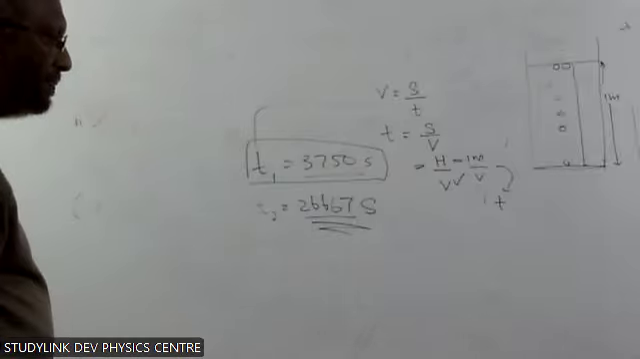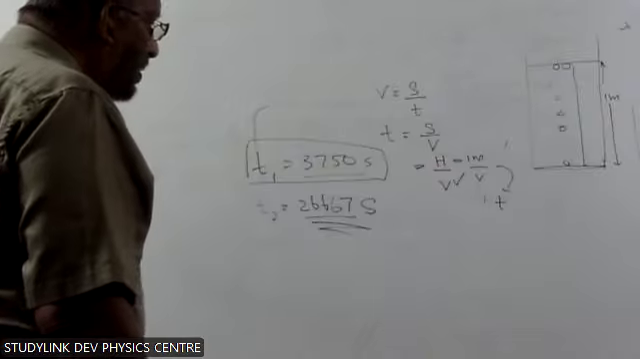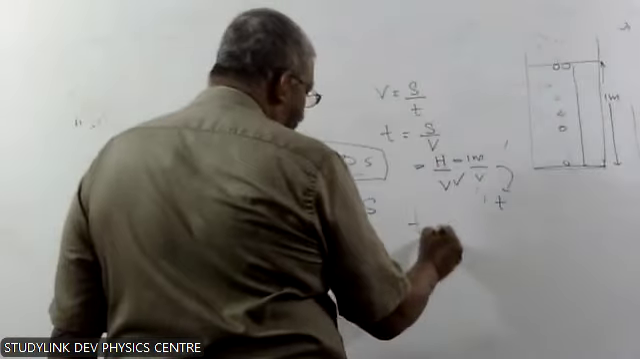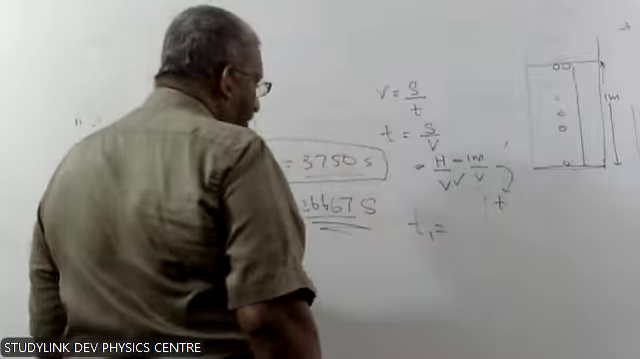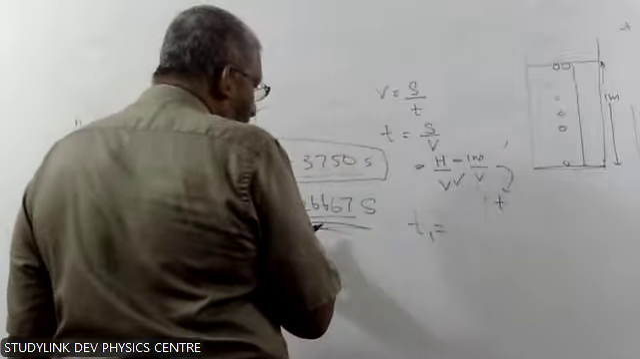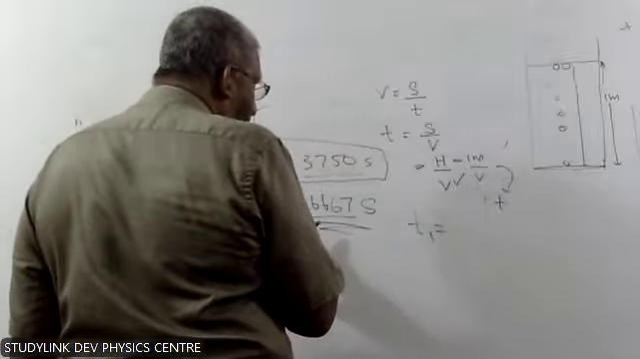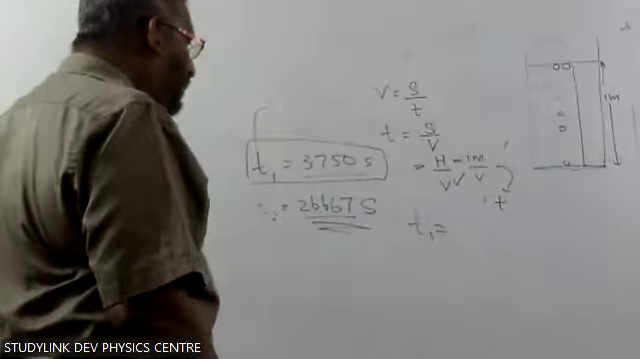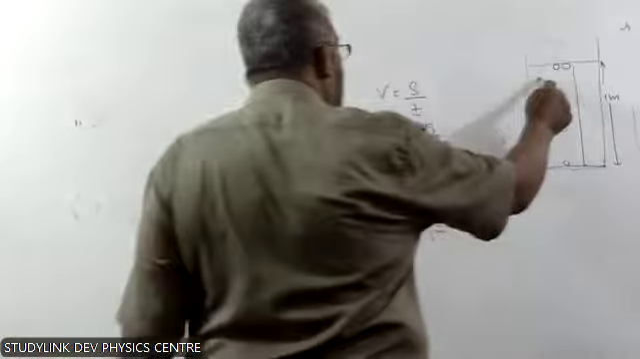How to find it? You consider T1. Then by that time, you can calculate the distance it traveled. So we assume everywhere the mud particles are there.